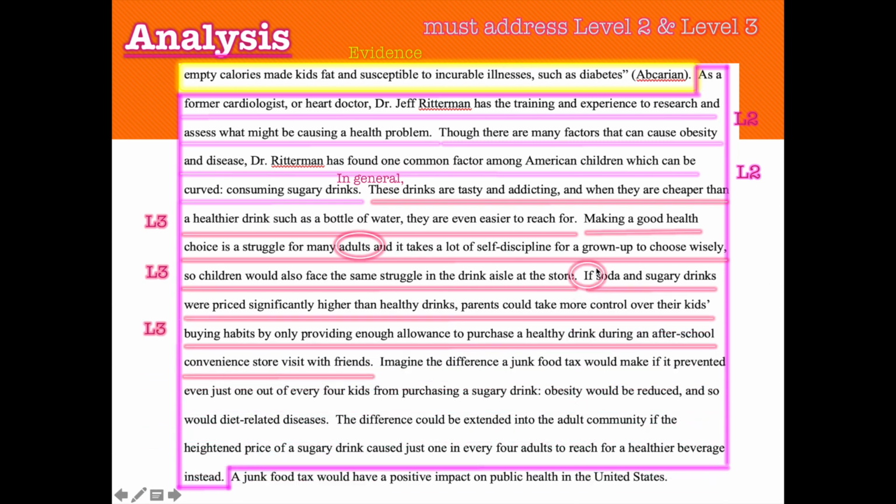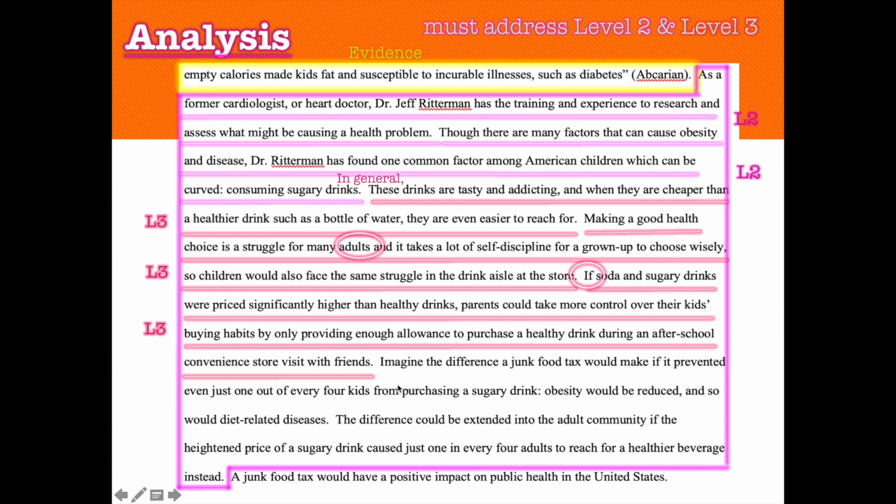I'm presenting a hypothetical situation where a junk food tax has been put in place. That is level 3. You might already have a level 3, so you should check if you've already written your analysis. Do you have a spot where you say, if we do this, this will happen? That is a very level 3 statement.